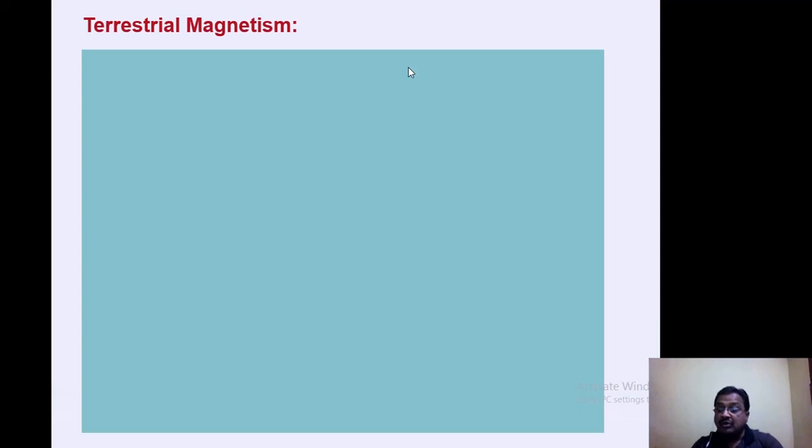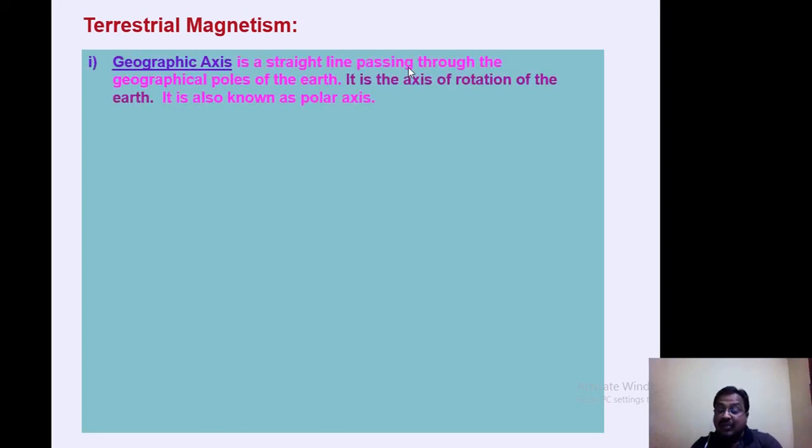Now after going through this, let us discuss what is terrestrial magnetism. Terrestrial magnetism means it is the magnetism of Earth. Earth possesses the property of magnetism. Earth behaves like a huge magnet. It is evident from the fact that when a magnet is freely suspended at any place on the earth, it always points in a particular direction, that is nearly the geographic north-south direction.